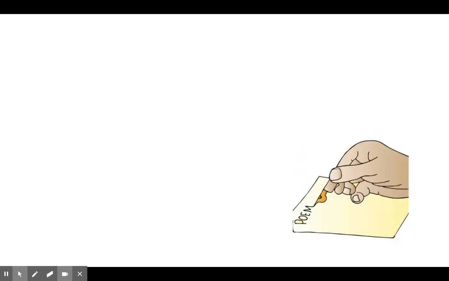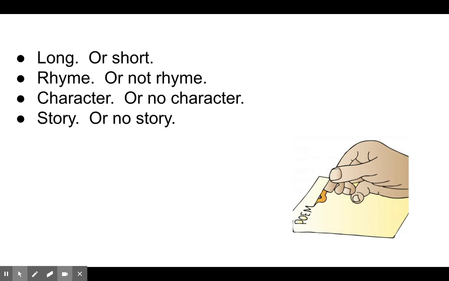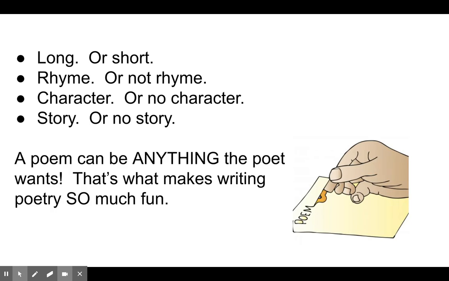But when we write a poem, it can be long or short. A poem can rhyme, or it doesn't even have to rhyme. A poem can have a character, or it could have no character at all. A poem can have a story, or it doesn't even have to have a story. And all of these things is why poems can be so much fun, because a poem can be anything that the poet wants.